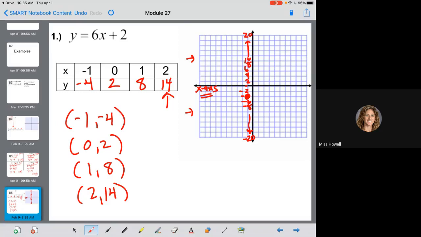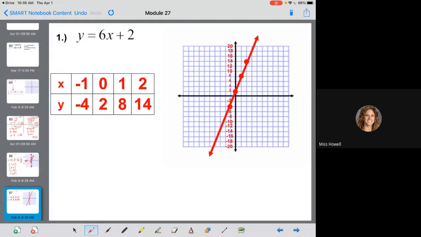Down 2 tick marks. All right, 0, 2 is don't go left or right, and really go up 1 line because we're counting by 2s, so be careful. 1, 8, so to the right 1, up 2, 4, 6, 8 would put us right there. And then to the right 2, up 14. So 2, 4, 6, 8, 10, 12, 14 would be right there. All right, from here, I take a ruler, straight edge, I connect, and I have to have arrows on both ends.